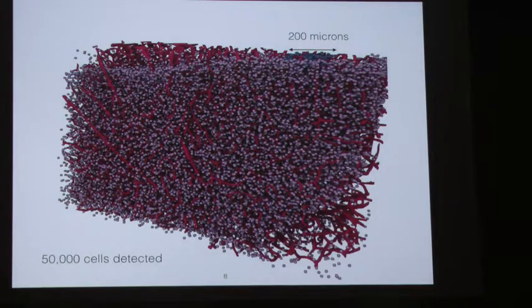And so here's some more reconstructions from our pipeline, and here I'm showing you exactly the same volume, where you see this small little tiny cube of segmented data, and then all the rest of this that's filled in is about 50,000 cells that we've detected with our algorithms. Here I'm just visualizing all the individual cell bodies that are detected.